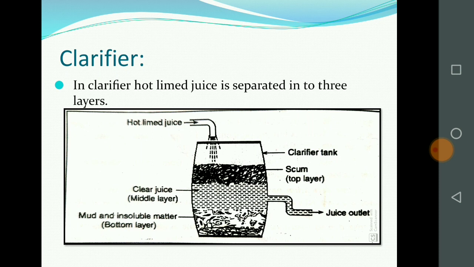The mud and the scum are filtered under pressure to produce cakes. During filtration, the cakes are washed and the washings are sent back to the clarifier. The dried cakes contain some sucrose and phosphate salts.